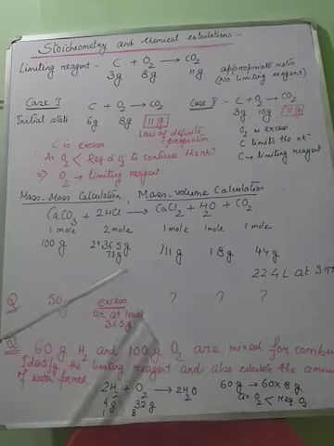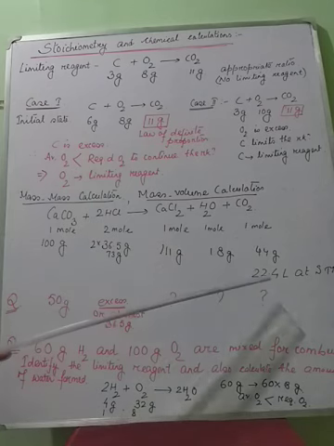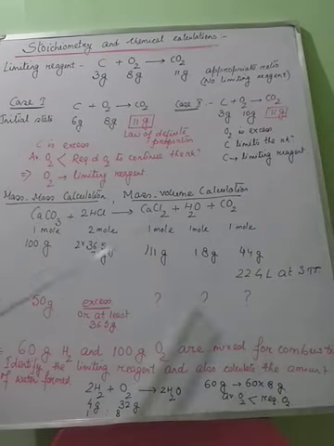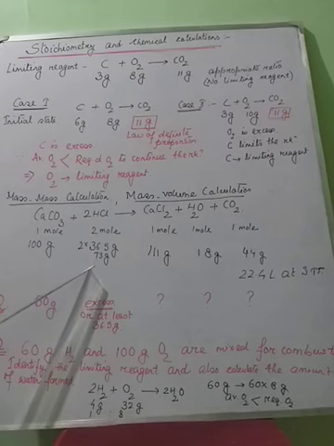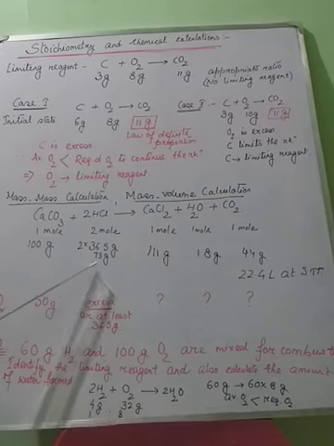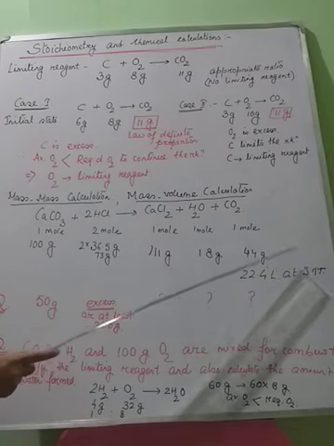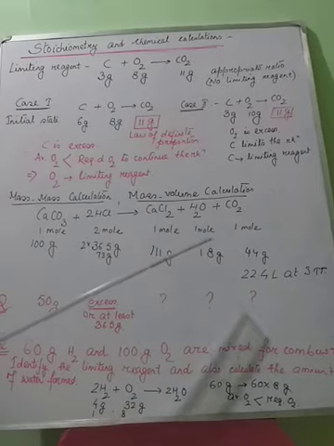It also tells that at STP, since it is 1 mole, the molar volume is 22.4 liters. So at STP, 100 gram of calcium carbonate with this much HCl, or even with excess HCl, is able to form 22.4 liter carbon dioxide at STP. This is the mass volume calculation.